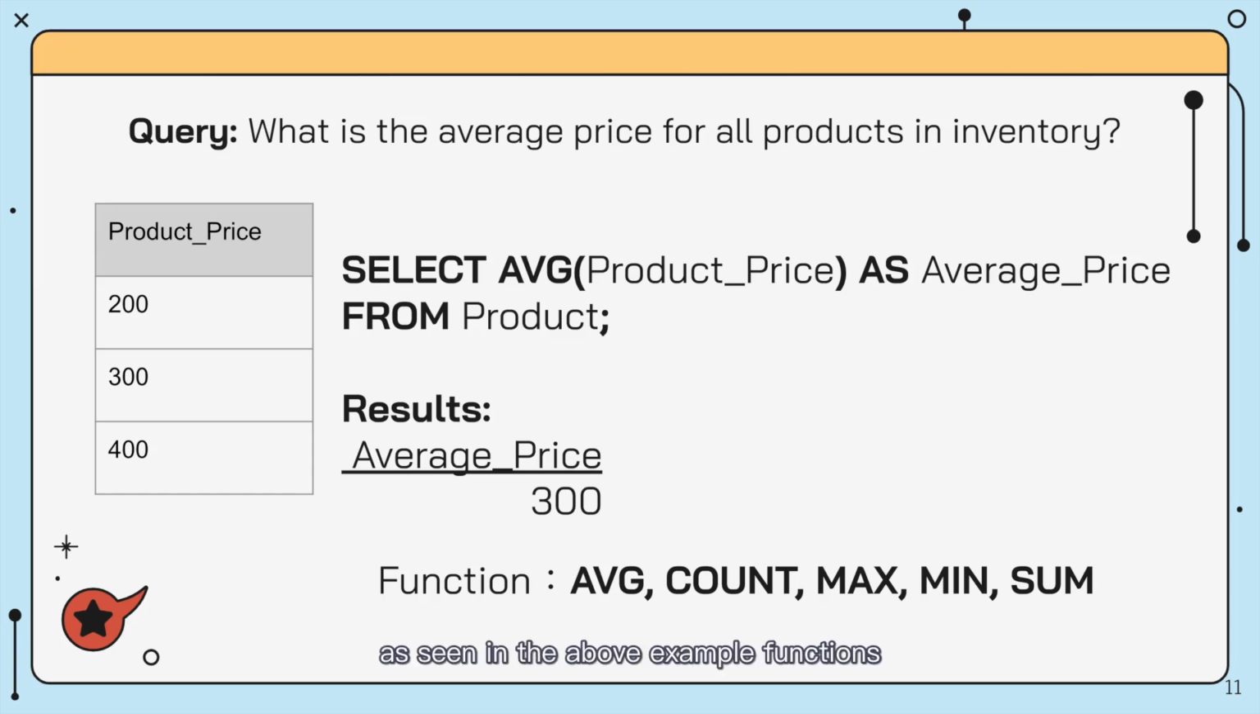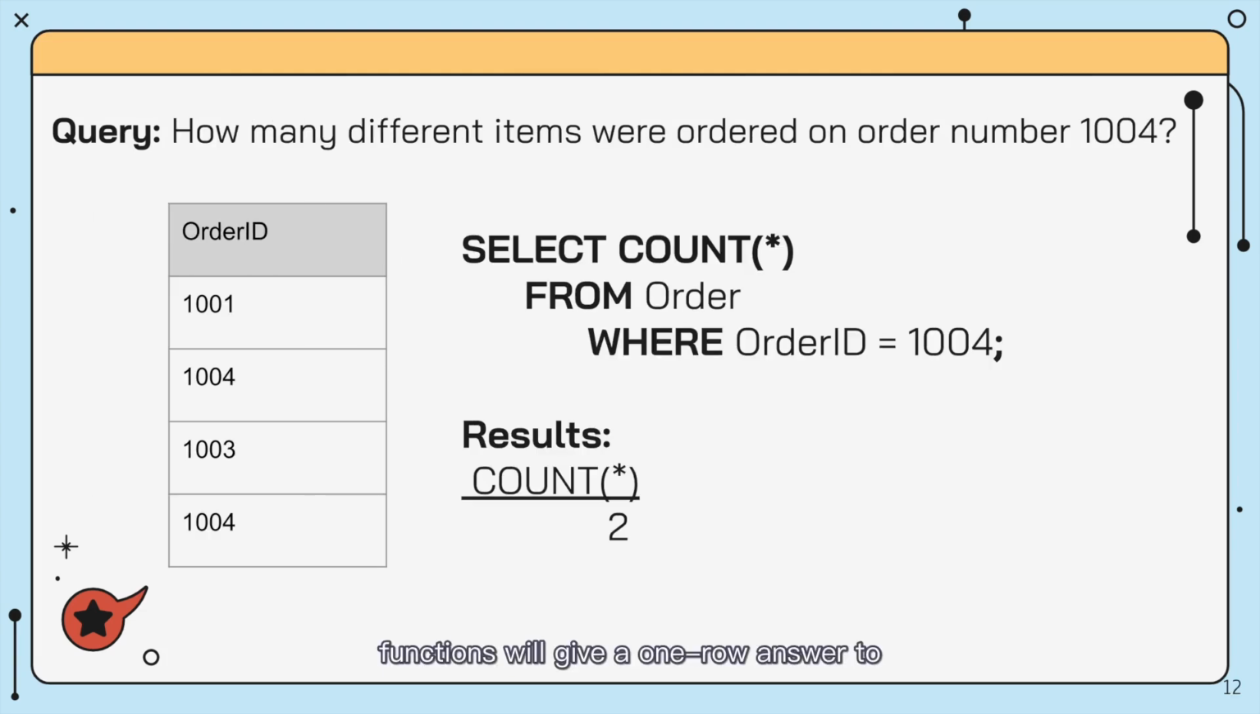As seen in the above example, functions such as average, count, max, min, and sum of specific columns in the column list of a select command may be used to specify that the resulting answer table is to contain aggregated data instead of row-level data. Using any of these aggregate functions will give a one-row answer.